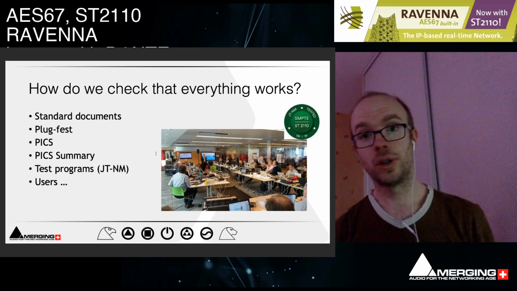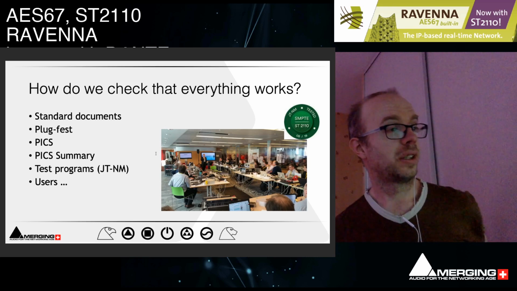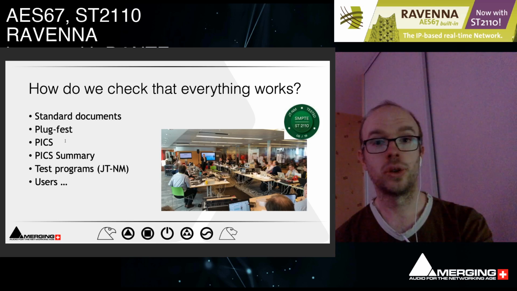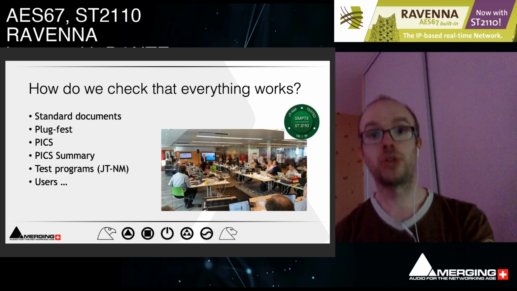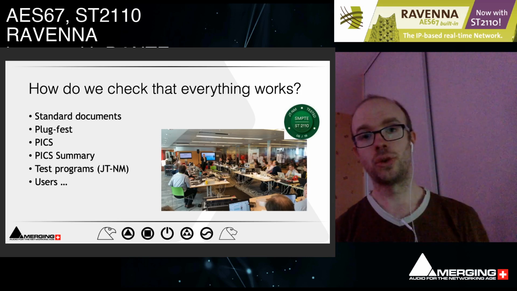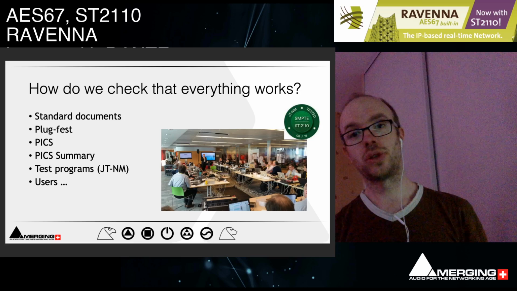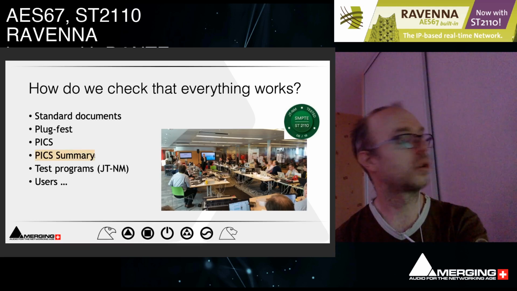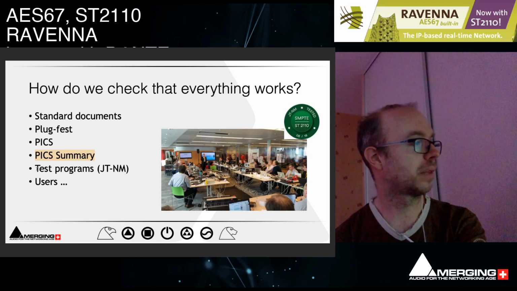So behind the standard document we did PlugFest, where we gather together and we try to plug every equipment to another. And there we did a good deal of debugging from everyone. We also distributed the PICs, which I will talk about later, and the PIC summary. The PIC summary is a really great tool for knowing what a device can do before buying it. So right now, when you are trying to find AES67 devices on the network, or at your reseller actually, you should look at the PIC summary first, and I will tell you later what to expect from those PIC summaries and how to use it.